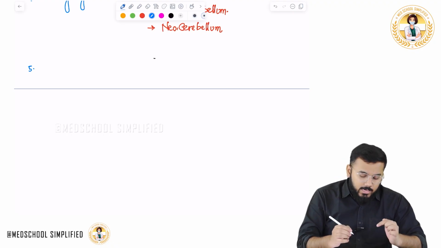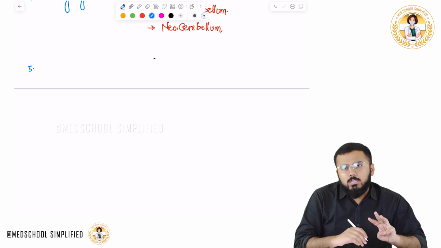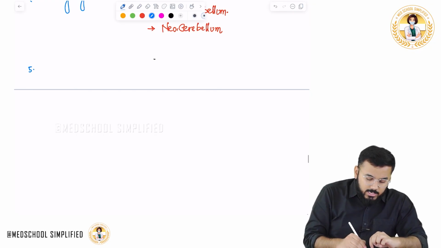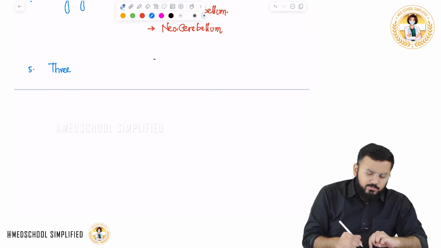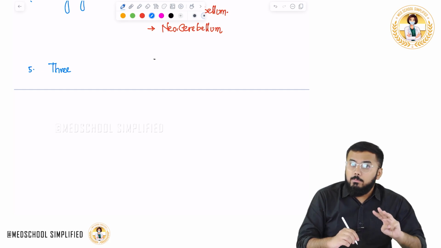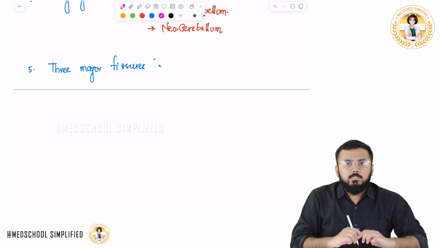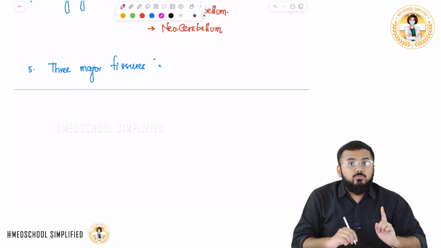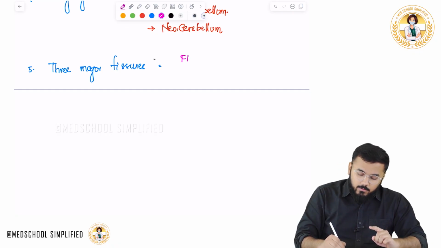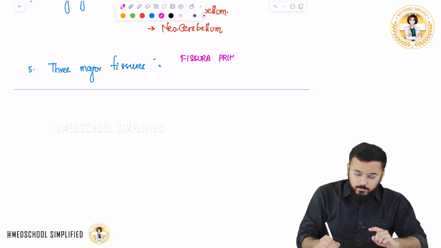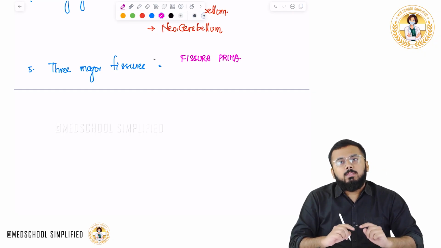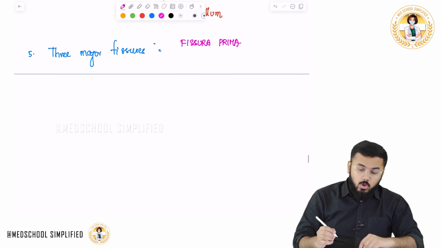The fifth important thing is that this cerebellum has three important fissures. There are many fissures, I agree, but there are three major fissures. What are the three major fissures, guys? One is called fissura prima, if you remember. After fissura prima, the next fissure is called the horizontal fissure.